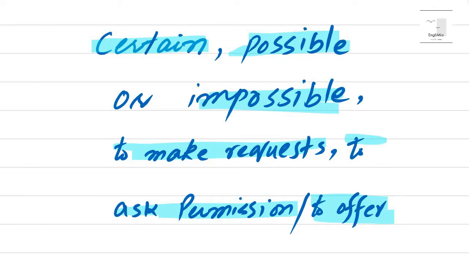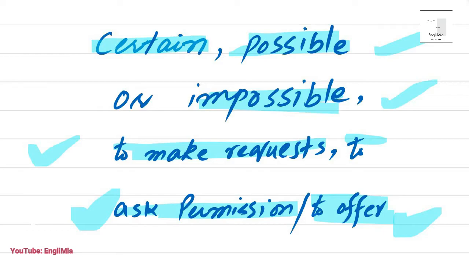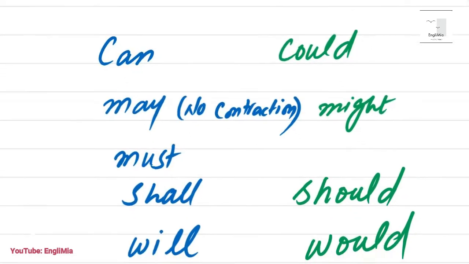These are used where certainty, possibility or impossibility is found, for requests, for permission, or for offering something. There are 9 modal verbs in the English language. Let's see them one by one.